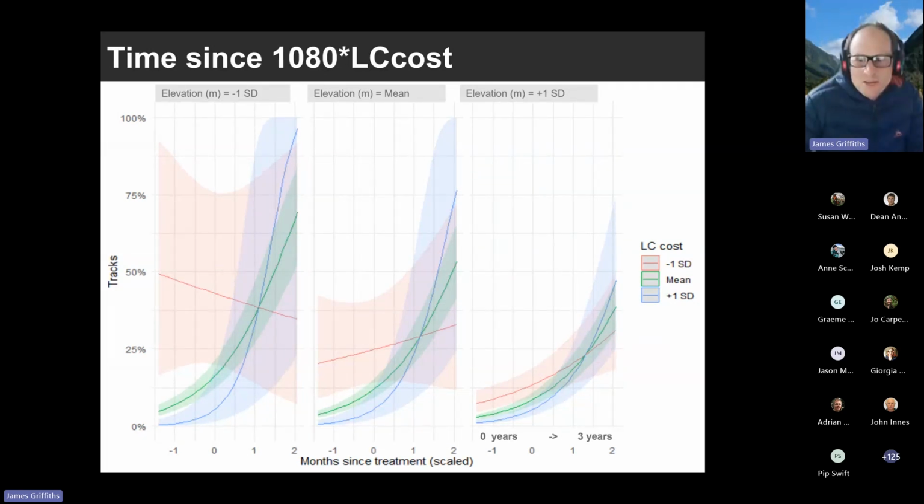So what we see is that shortly after 1080 application, rat tracking rate was highest at places that had the least cost to get to. So it was highest at easier to get to places. But with time, tracking rates increased most at places that were harder to get to, which is kind of interesting.